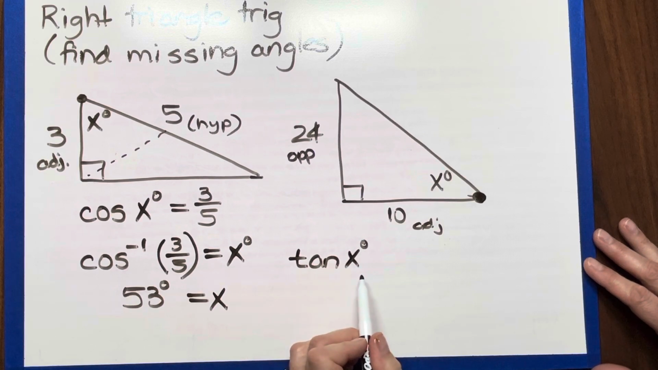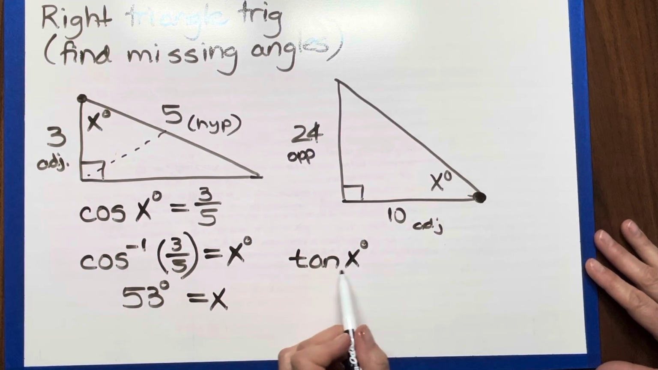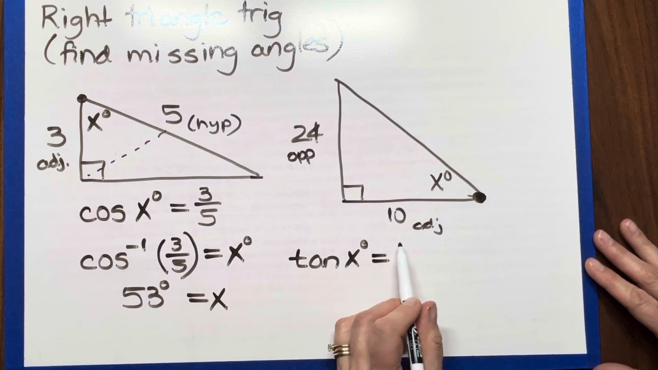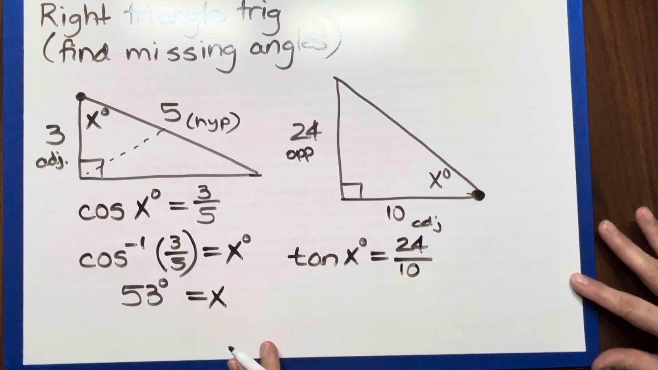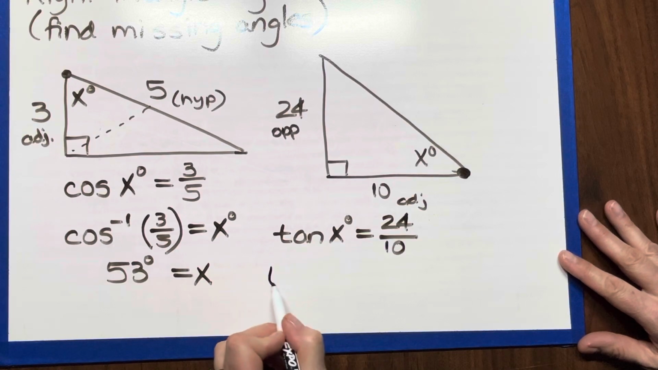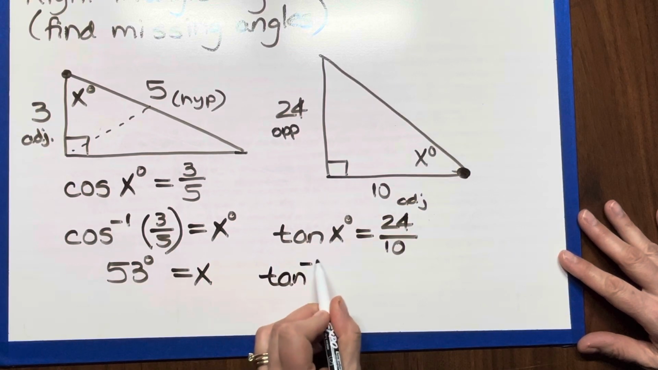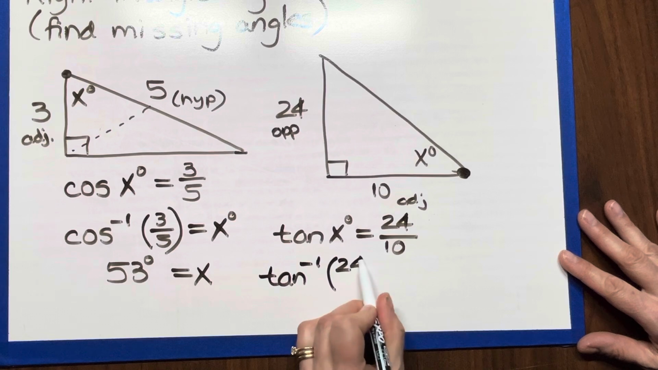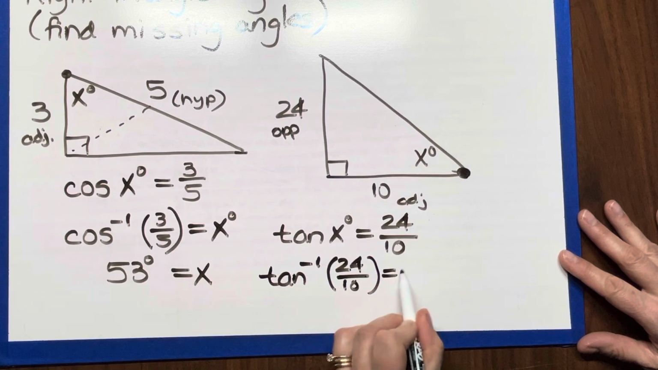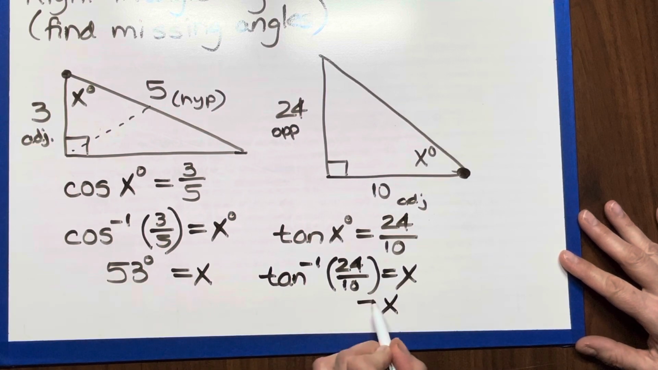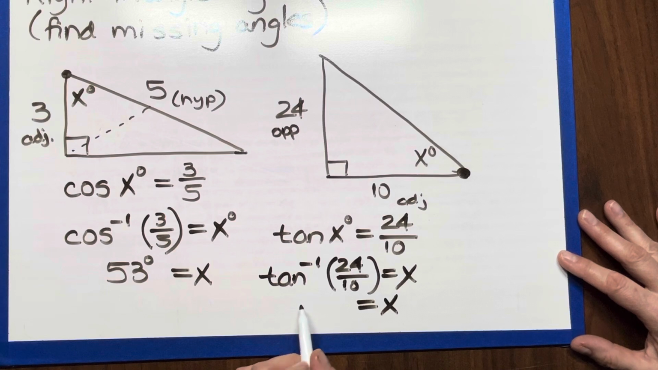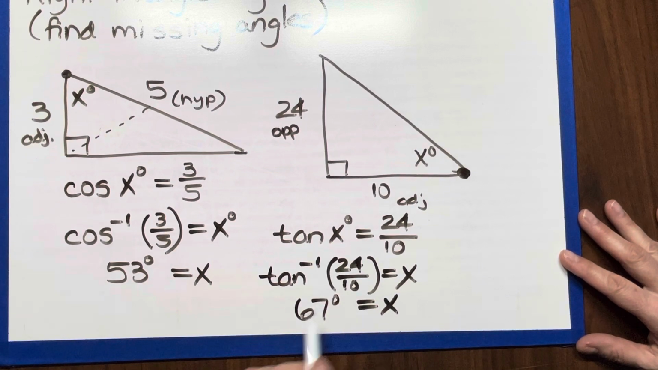So again, I don't know my angle. So I'm going to tell the calculator, hey, I know what the ratio is. It's 24/10. So this is how I set it up. And now I'm going to tell the calculator, I need you to do the inverse tangent of 24/10. So find that function, enter in 24/10, and you should get, to the nearest degree, a 67-degree angle.